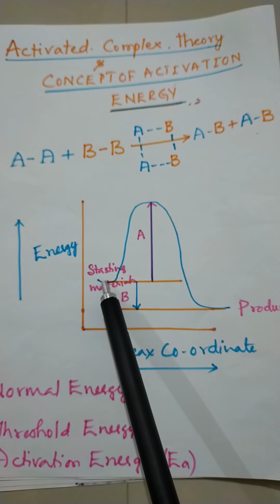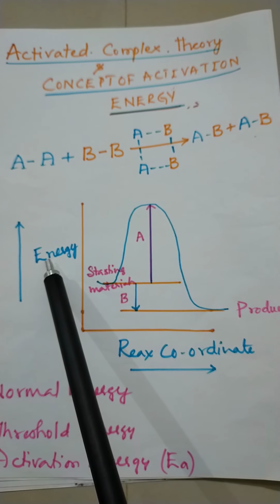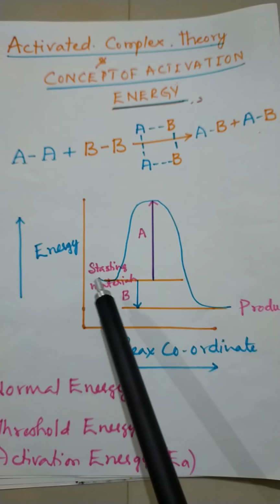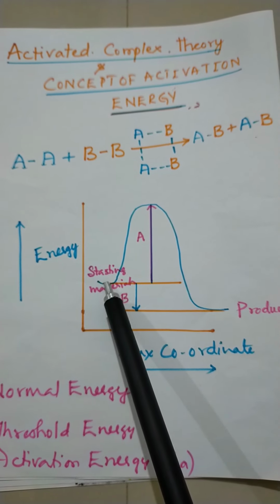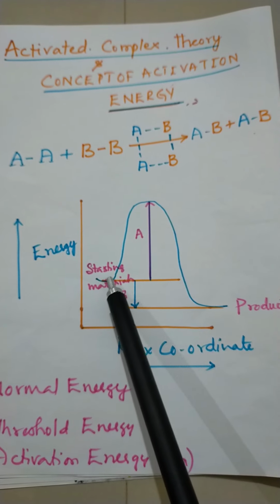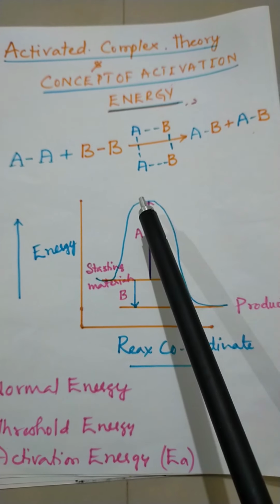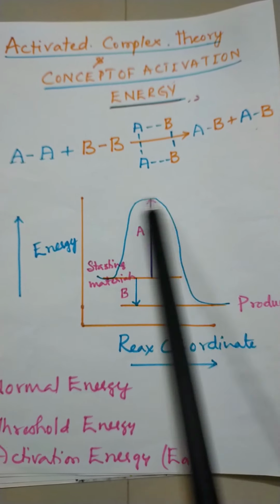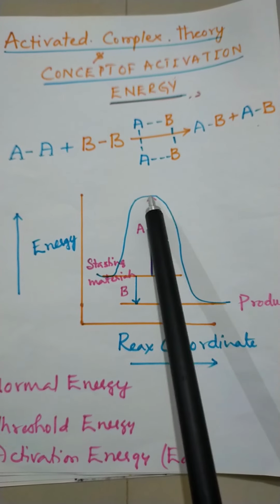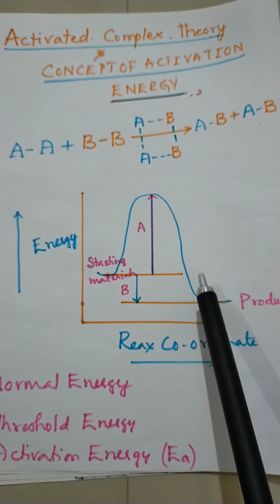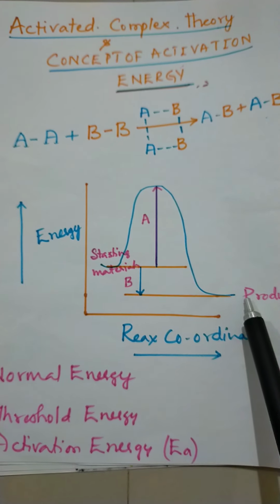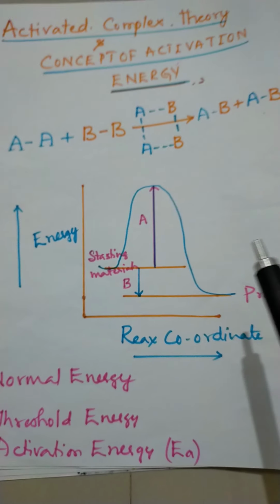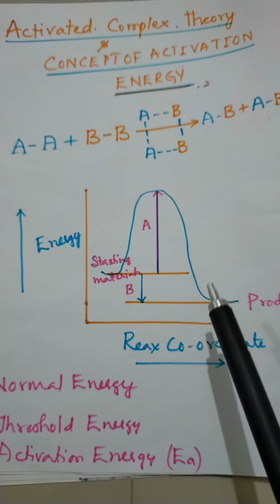If you plot the graph of energy versus reaction coordinates, the starting materials, that is the reactants, start from here and rise up to a level, and they reach the level. This level is called the activated complex level, and then they tend to form the products and attain the products here. So this is the graph we get. This is the activated complex theory.